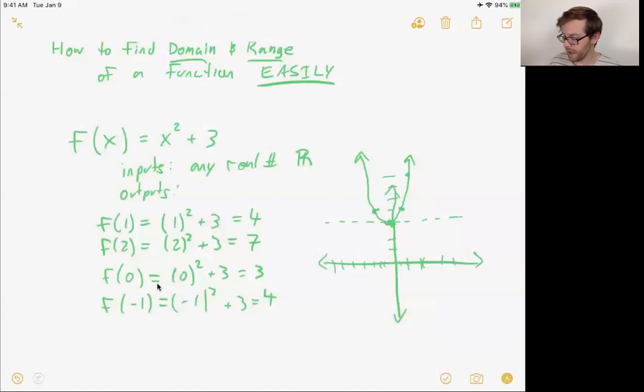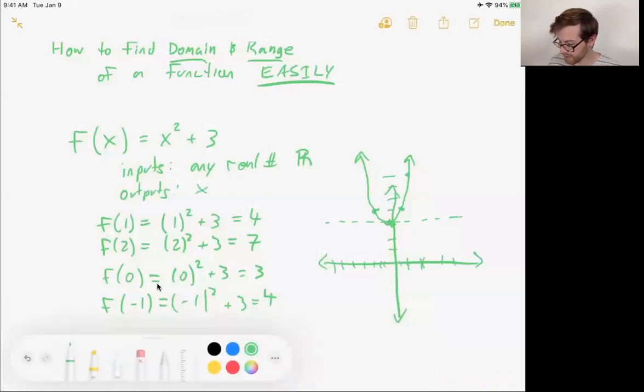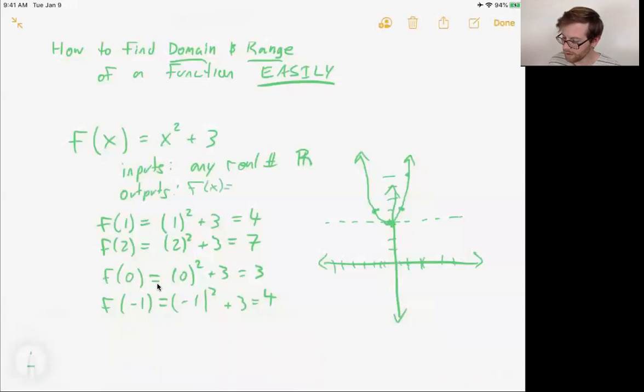So outputs, x has got to be, oh, sorry, that's not quite right. Outputs would be y's, or f of x. Let's see, outputs, f of x, y, that's got to be greater than 3. Those are the only outputs we can get. Okay? So now here's what I want you to remember.